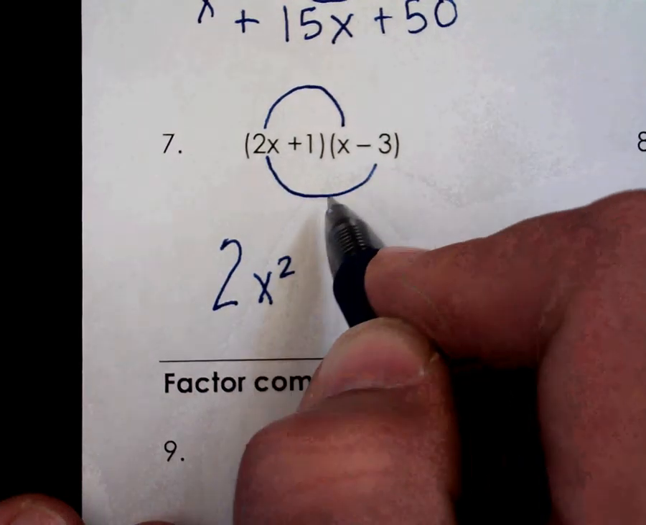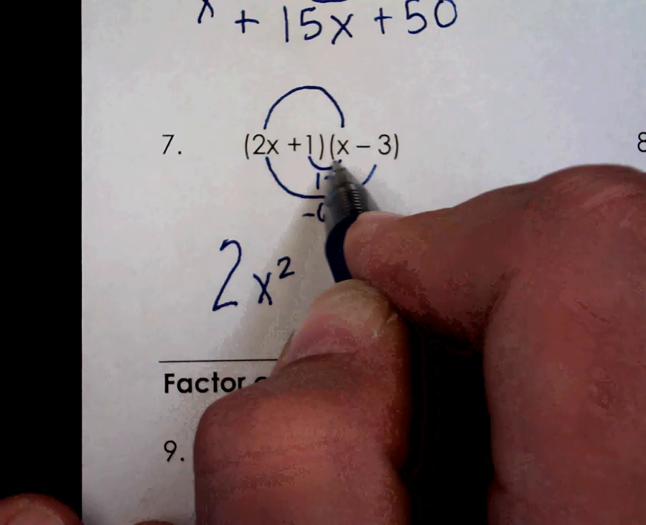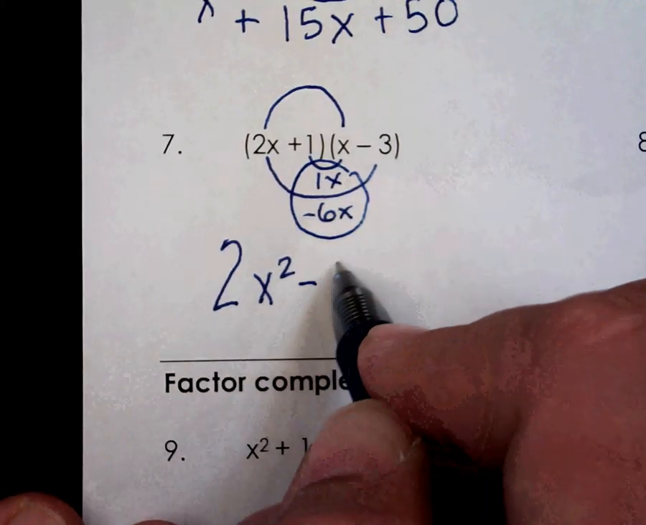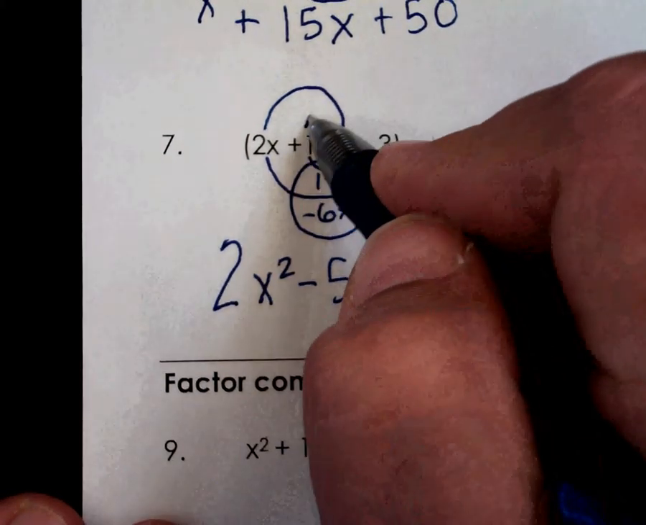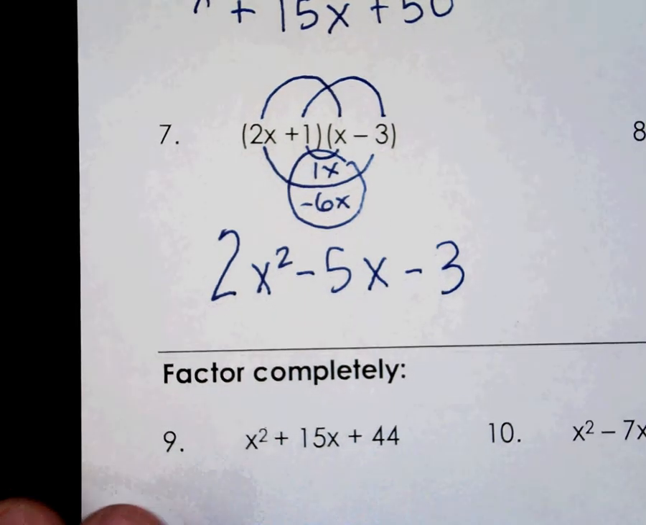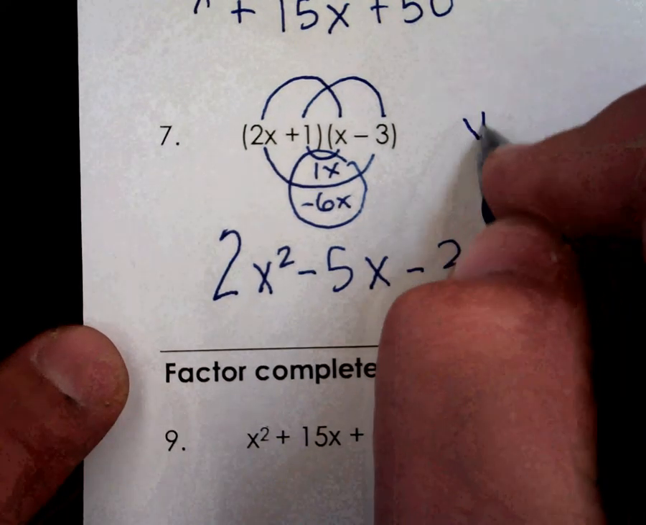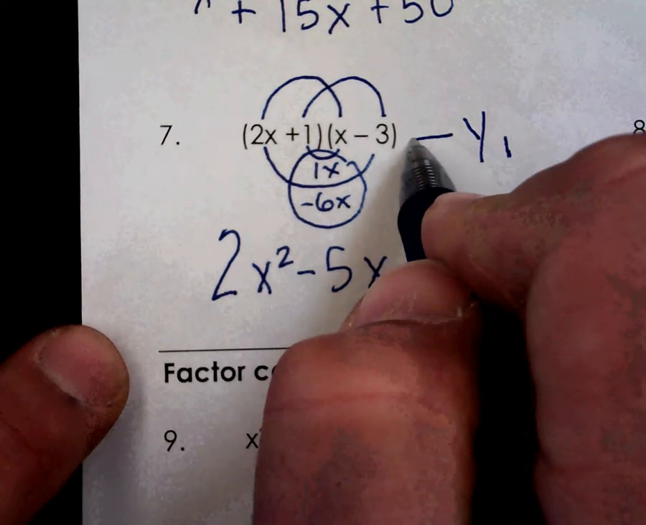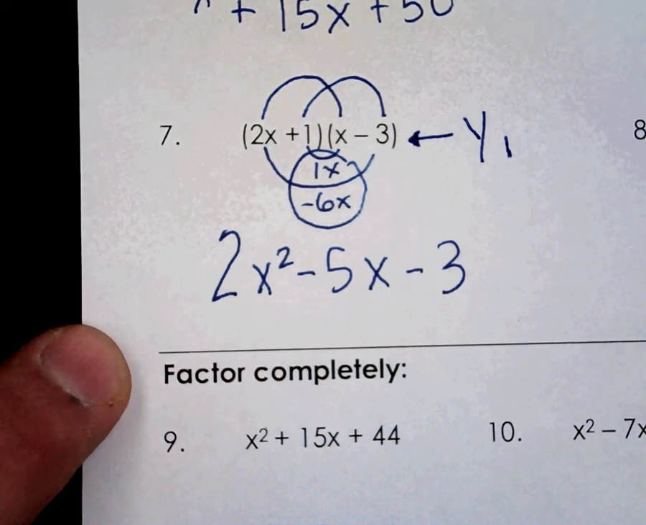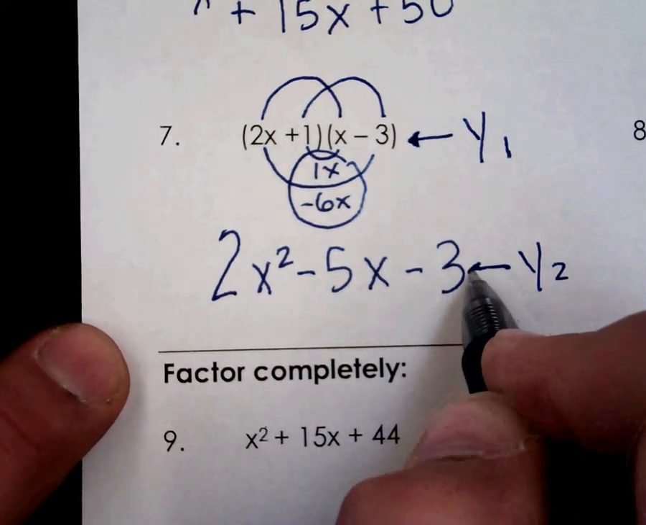First times first, 2x squared. Outside, negative 6x. Inside, 1x. Combine like terms. Negative 5x. Last times last, negative 3. Final answer. By the way, in any of these problems, go to your calculator, go to y1, graph this.